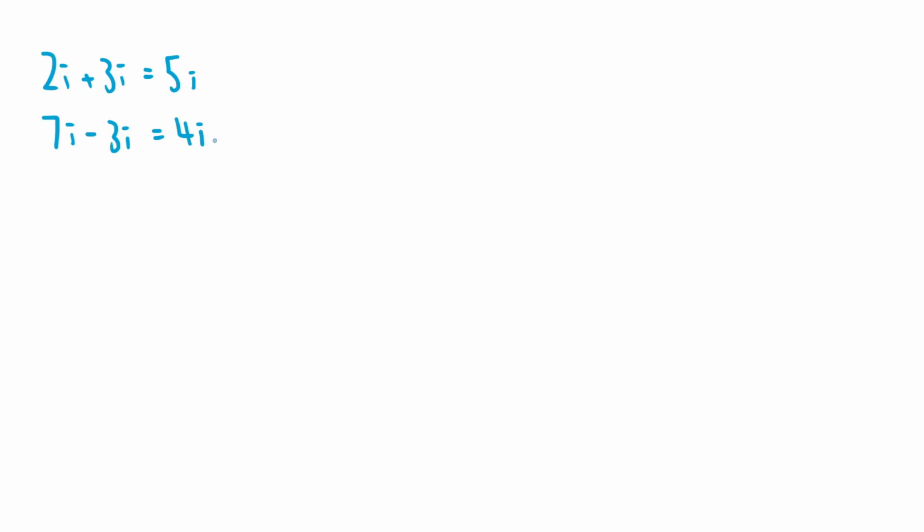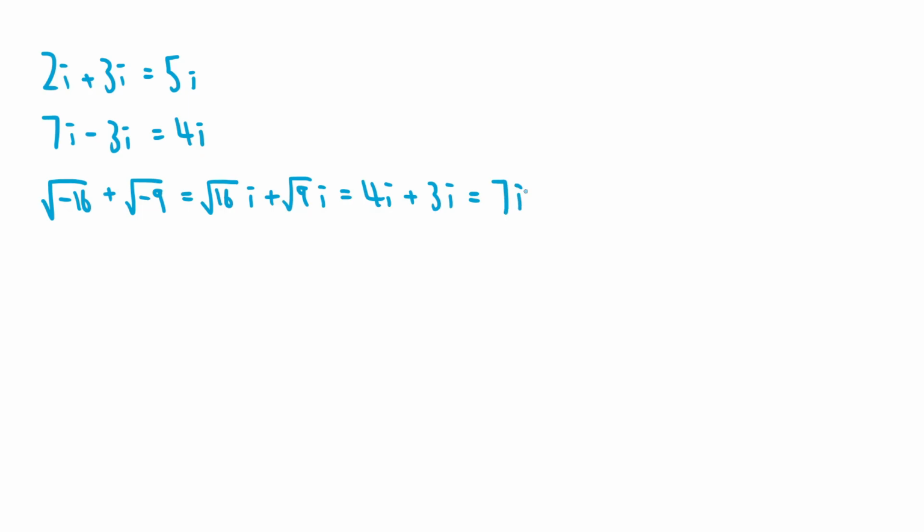If we wanted to simplify something like the square root of negative 16 plus the square root of negative 9, that just equals the square root of 16 times i plus the square root of 9 times i, and this is just equal to 4i plus 3i, and this just simplifies to 7i, since 4 plus 3 is equal to 7. So in general, ai plus bi, where a and b are both real numbers, is equal to a plus b times i, and ai minus bi is equal to a minus b times i.